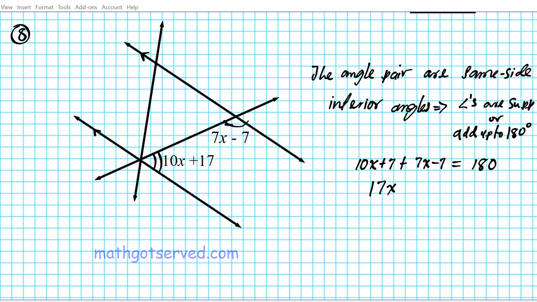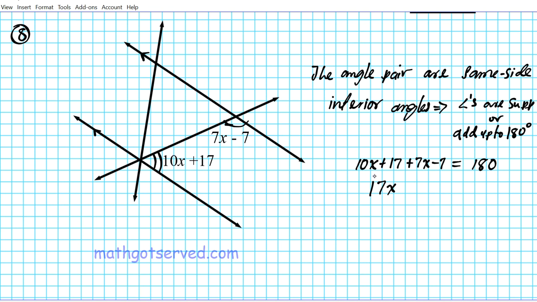All right, let's make a real quick correction here. Let's say this is 17x. I meant to say 17x, and then I put 7. So let's say it's 10x plus the second angle, which is 17x. So 10x plus 17 plus 7x minus 7 equals 180.